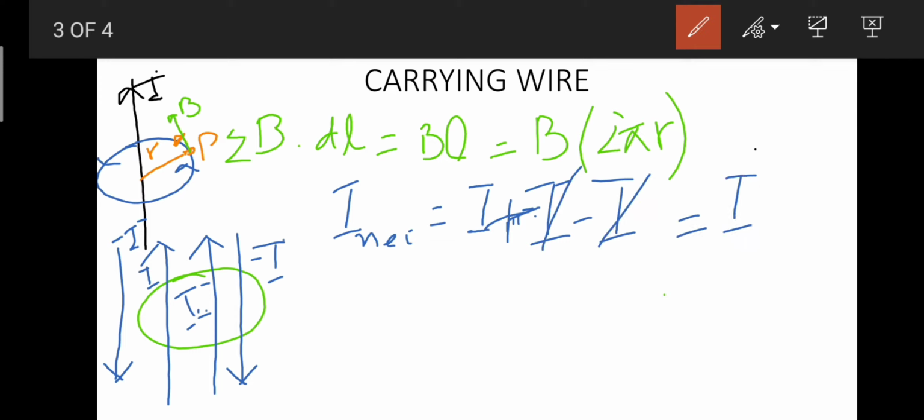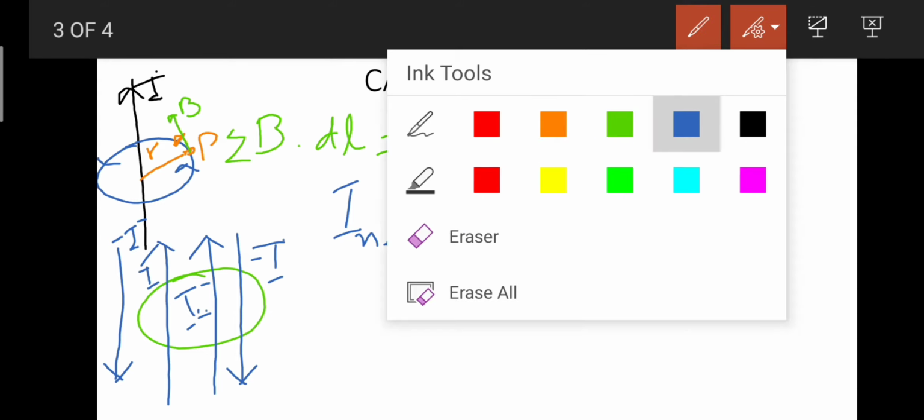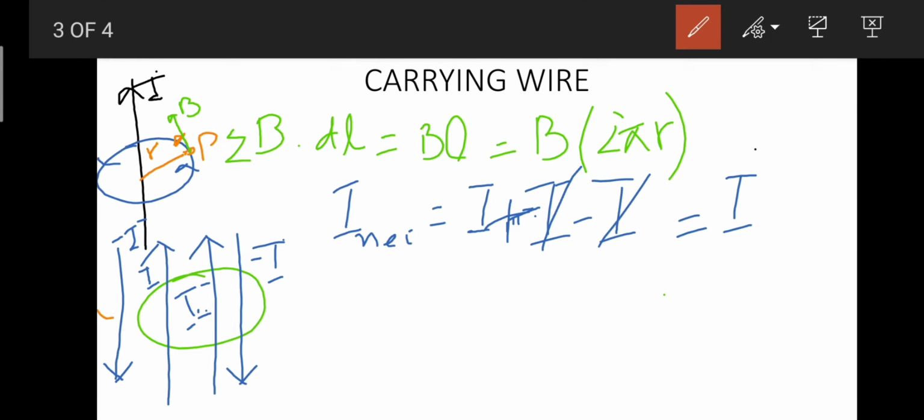Now you must be wondering about this wire which is outside the Amperian loop, which I have drawn in the outside-the-Amperian-loop condition, this wire I'm talking about.